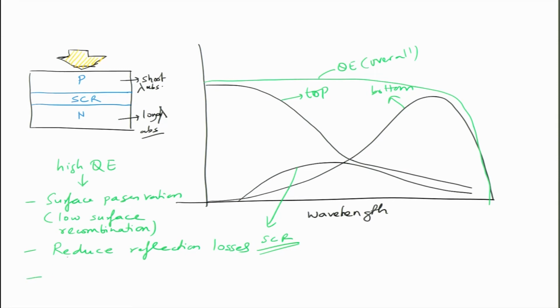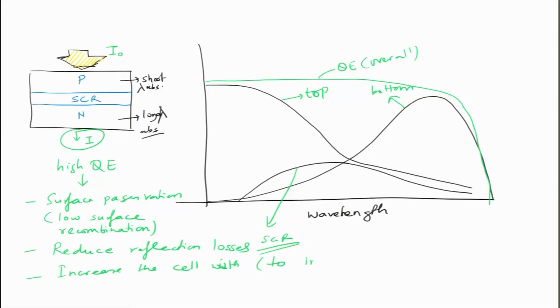And then of course increase the cell width. So, suppose you have I naught here, you do not want anything to come out here. So, if the cell width is larger, then more radiation is absorbed within the solar cell. So, you can put reflectors for another. So, it is not a problem in silicon solar cells, but it could be an issue in thin film solar cells where the thicknesses are lower. So, basically increase the cell width to improve photon absorption. Okay. And the more photons you absorb, the better the quantum efficiency.